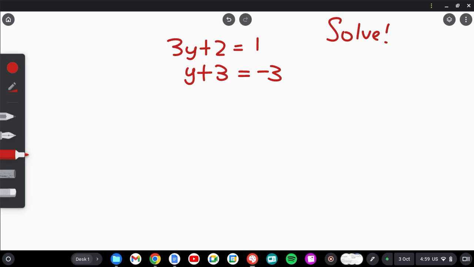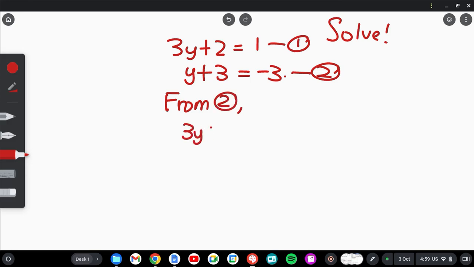Okay, if they ask you to solve it, you can solve via two ways. One is elimination, so you need to label this equation 1, equation 2, just like you have done for your secondary 1 elementary mathematics. Alright, then you need to write from 2, 3y plus 9 equals to, then you need to times 3 to the other side, which is minus 9, equation 3. Bring down equation 1.